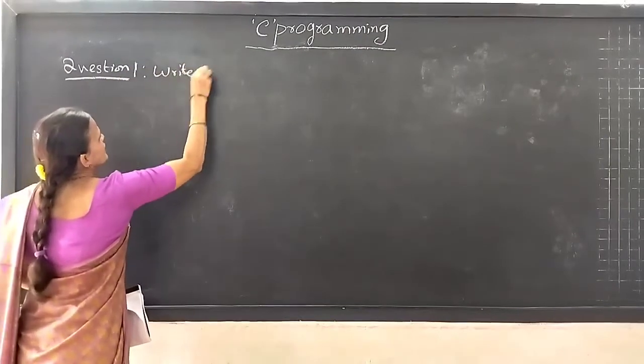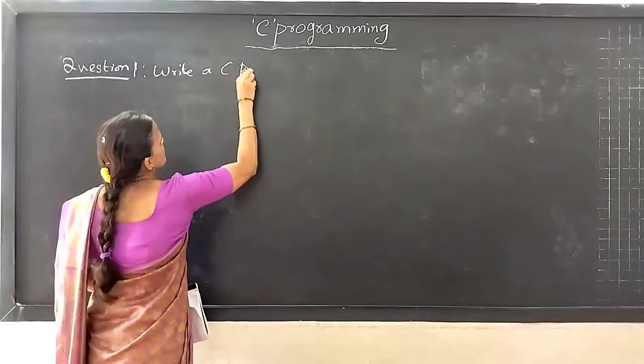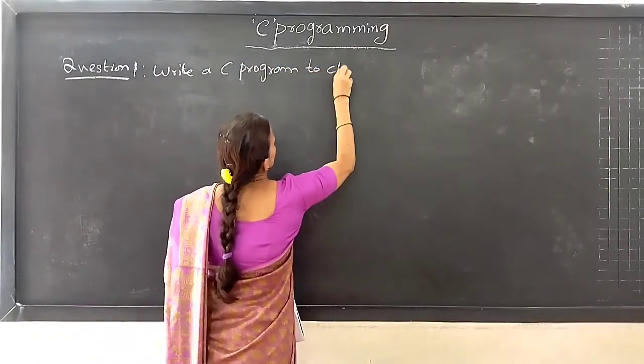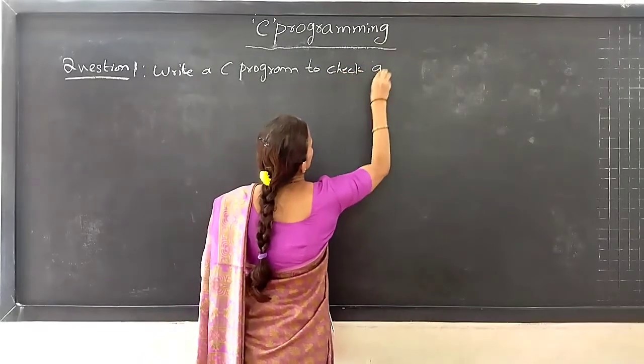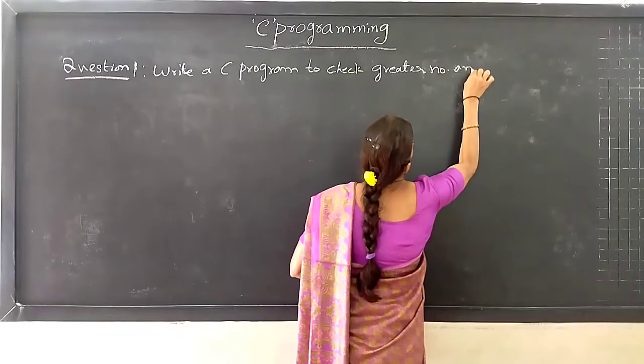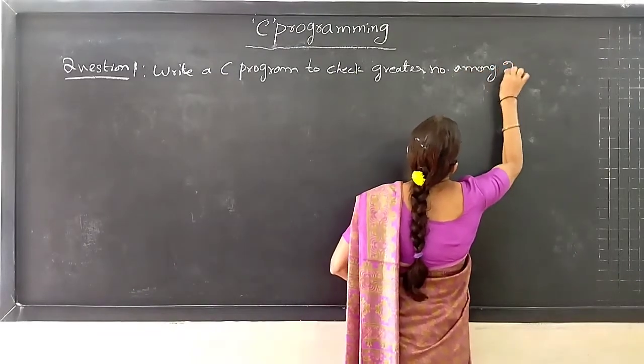Write a C program to check the greater number among two numbers. Okay.